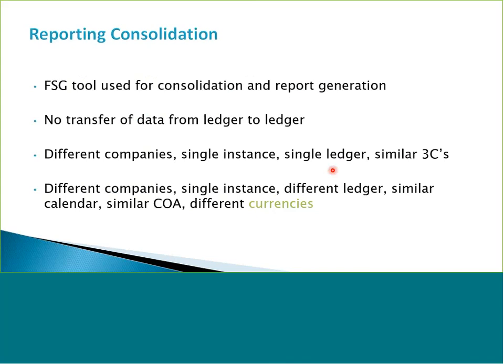If you have a single instance and you have a single ledger, and the companies on that ledger exist as just different balancing segment values, then you don't need to do data transfer consolidation. You just use the financial statement generator tool.